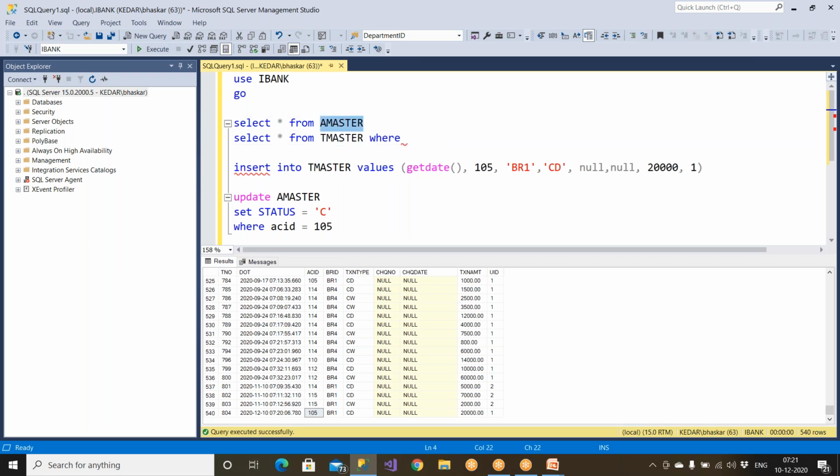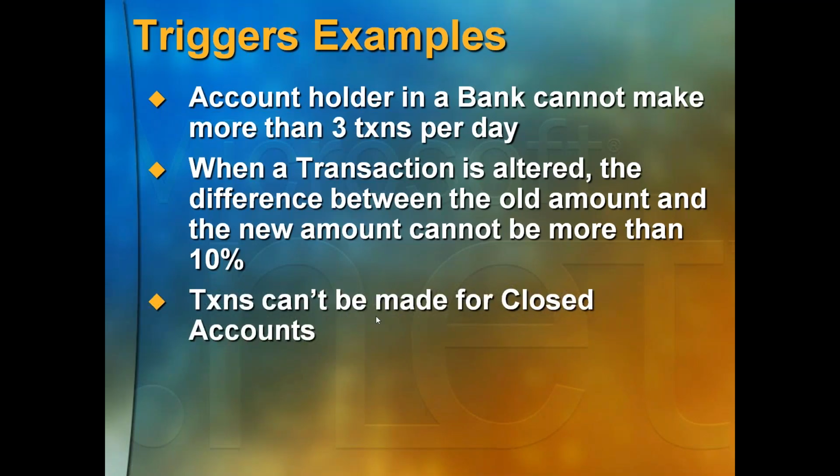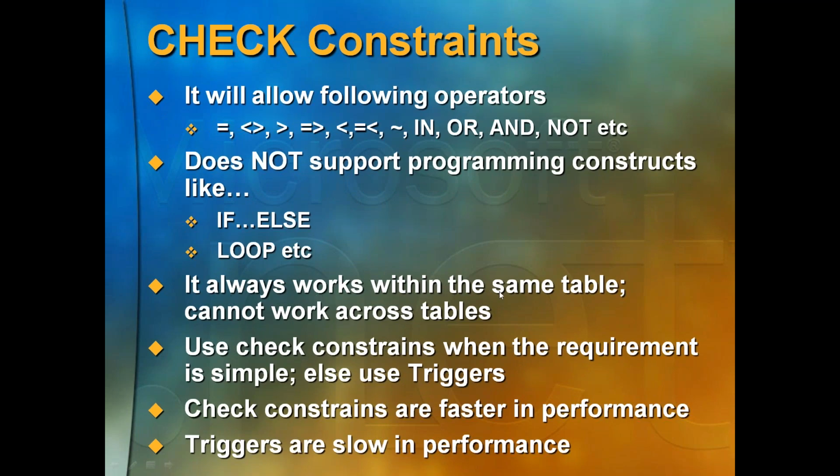In this case, check constraints cannot be used. I told you this because transactions can't be made for closed accounts. I'm able to do it now because there is no trigger. A check constraint always works within the same table, it cannot work across tables. You're inserting data into the transaction master table, and you want to validate by going to the account master table whether this account is in opened state or closed state. That you cannot implement with the help of a check constraint, right? So you need to implement it with a trigger.